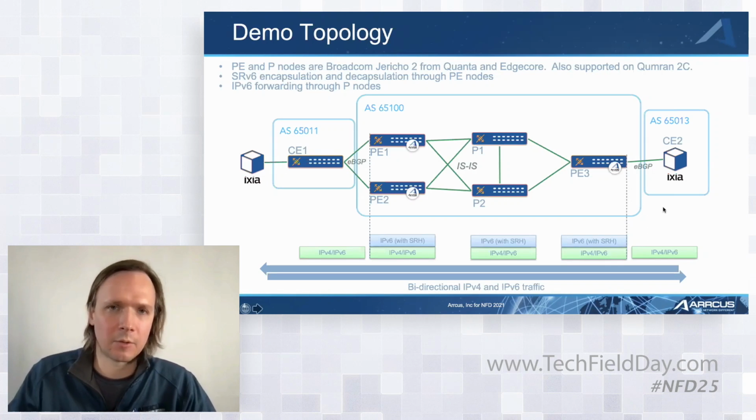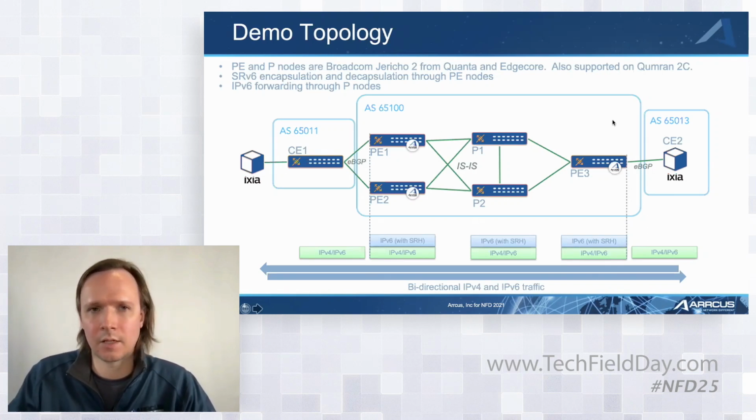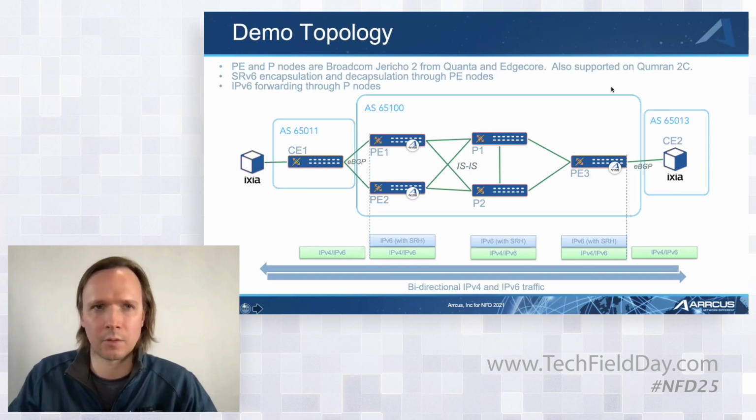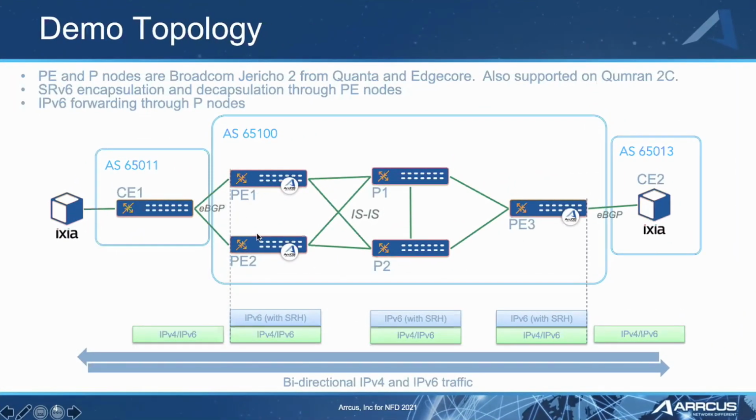The demo topology that I'm going to show has a number of Arrcus routers. These are all Broadcom Jericho 2 based from a combination of Quanta and EdgeCore. We also support SRv6, L3 VPNs, and the other functionality on Qumran 2C or Q2C from Broadcom. You can see that there are three PEs, PE 1, 2, and 3. PE 1 and 2 on the left provide a dual homing solution to the customer edge router CE1 on the left. And PE3 on the right provides a single home connection to an Ixia that's acting as a second CE.